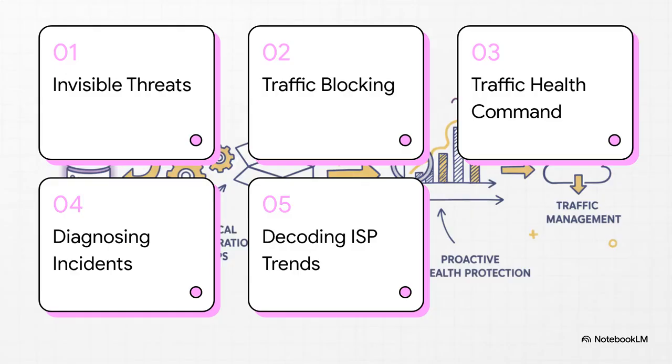So here's our game plan for today. First, we're going to really dig into what these invisible threats are. Then we'll talk about your first line of defense, traffic blocking. After that, we'll zoom out and look at the big picture with the Traffic Health Command Center. And finally, we'll get into the nitty-gritty of diagnosing specific problems and decoding what's happening with ISP trends.